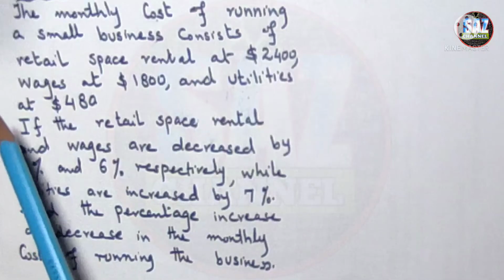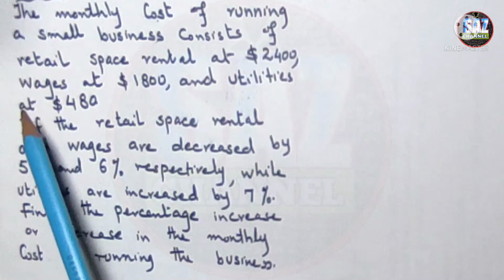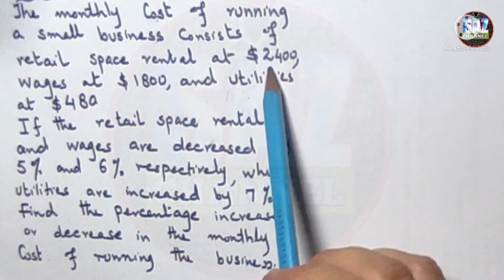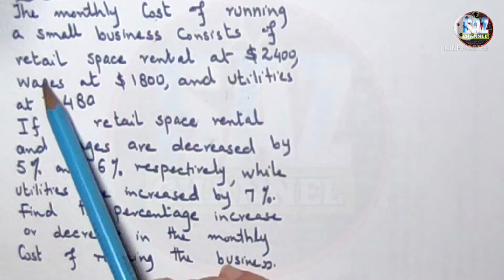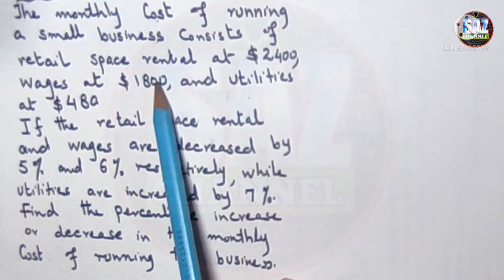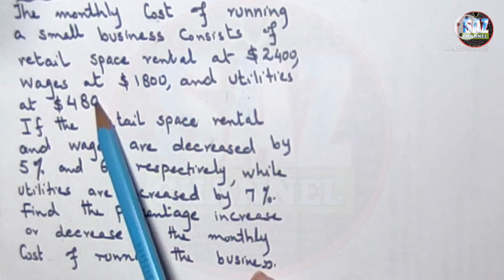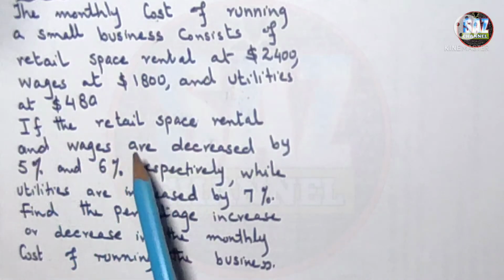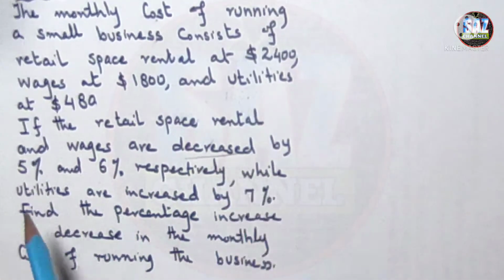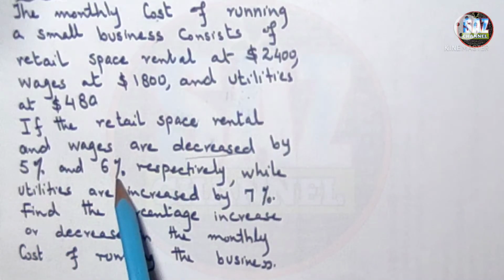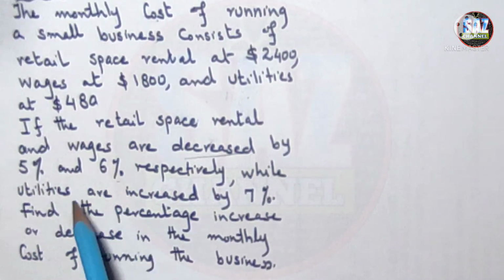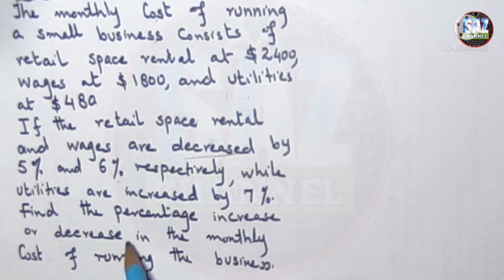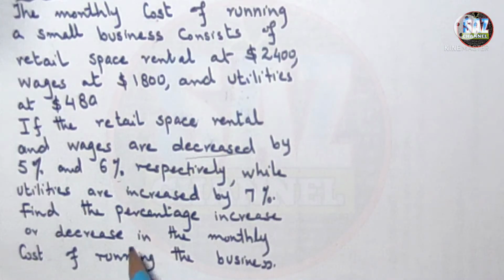The question says, the monthly cost of running a small business consists of retail space rental $2,400, wages at $1,800 and utilities at $480. If the retail space rental and wages are decreased by 5% and 6% respectively, while the utilities are increased by 7%, find the percentage increase or decrease in the monthly cost of running the business.